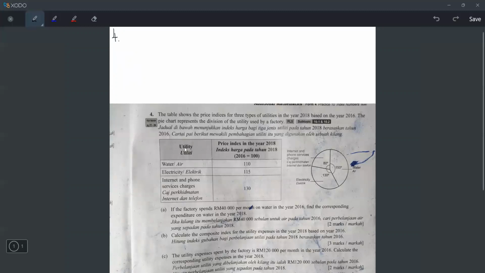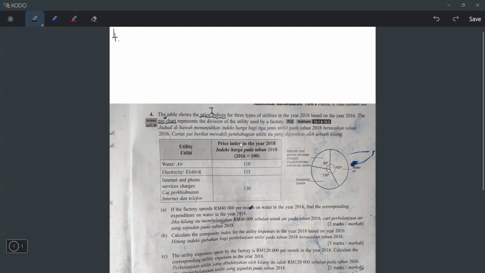All right. So let's see this question number 4. 1, 2, 3 we did already, so I'll do number 4. Okay. The table shows the price indices, that's the I, for 3 types of utilities in the year 2018 based on 2016. The pie chart, can you tell me what the pie chart is? Weightage. The weightage represents the division of the utility used by a factory. So let's see, what types of utility are there? Water, electricity, internet, and phone service.